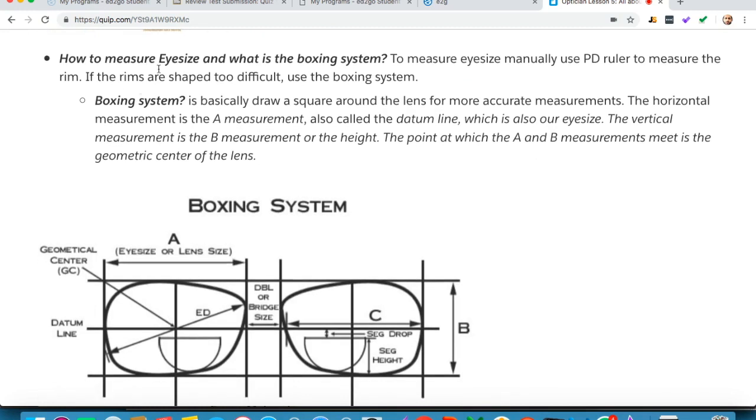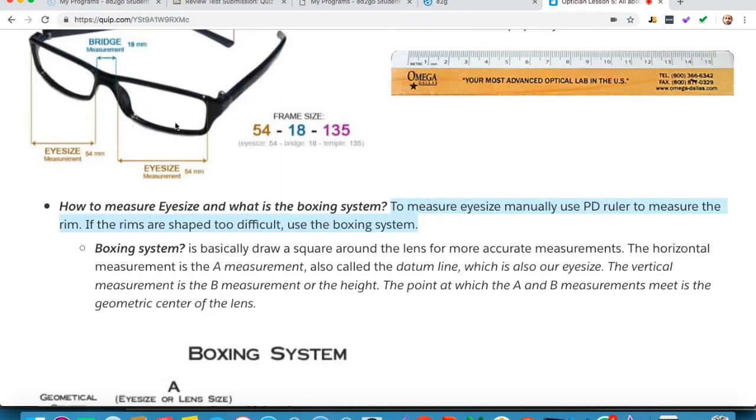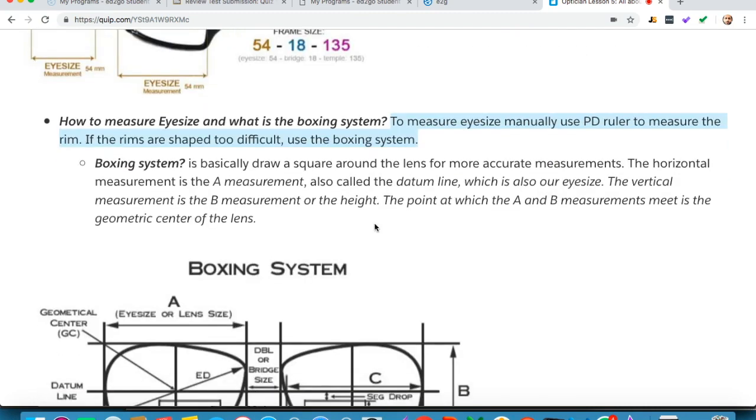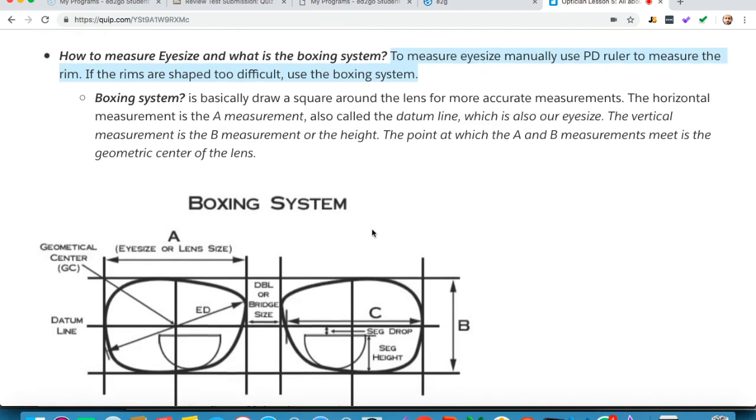How do you measure eye size, and what is the boxing system? To measure accurate eye size manually, use a PD ruler to measure the rim. If the rims are shaped too difficult, use the boxing system. So as mentioned, eye size is basically the lens's size. First you want to use the PD ruler to just measure the top and bottom of these eyewear. But if they're a little too complicated, then you need to resort to a boxing system, which basically draws a box around the lens for more accurate measurements.